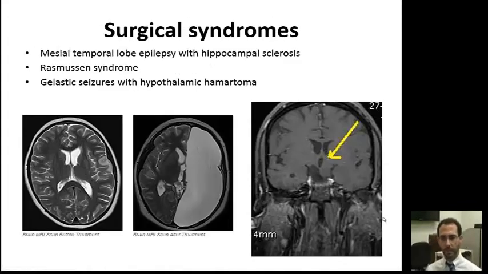Surgical syndromes, I think it was important to mention. I was just gonna talk about the three main ones, especially the one from mesial temporal lobe epilepsy with hippocampal sclerosis. I think at some point you guys are gonna be encountering this kind of entity. There's also Rasmussen syndrome and also gelastic seizures with the hypothalamic hamartoma.